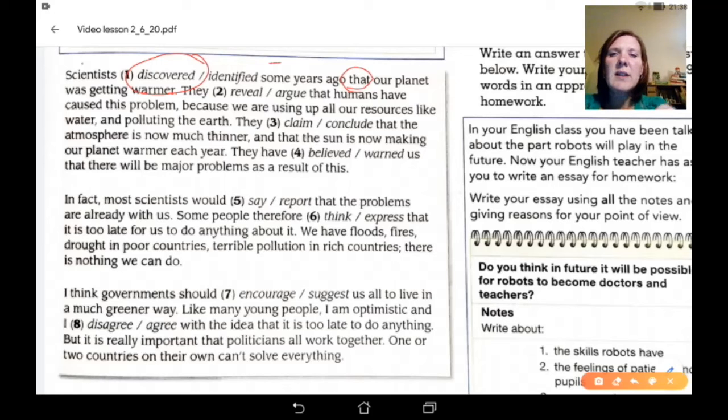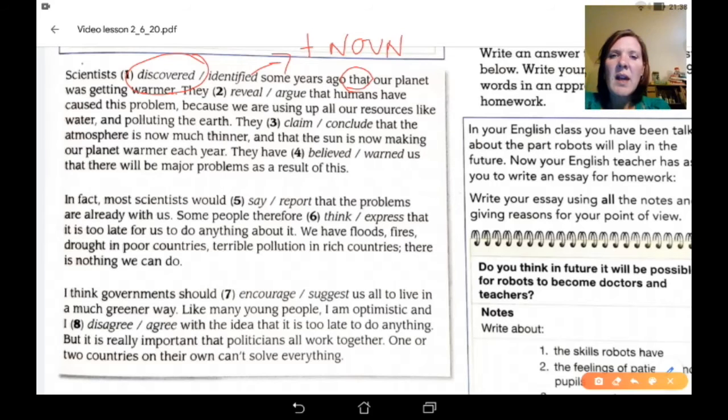If you use identify, it's followed by a noun, okay? So you'd have to say, I don't know, scientists identified a plant, an animal, something, okay? So something that is a noun.